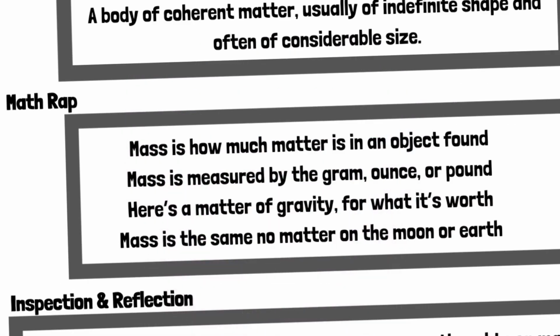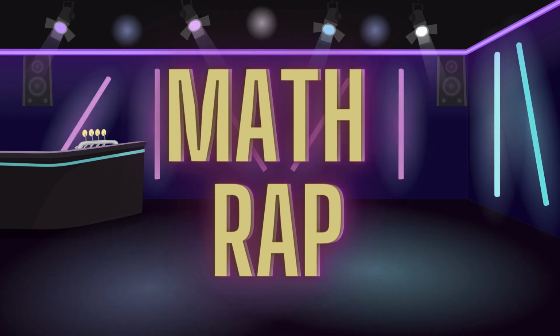Math rap. Mass is how much matter is in an object found. Mass is measured by the gram, ounce, or pound. Here's a matter of gravity for what it's worth. Math is the same no matter on the moon or earth. Math rap.